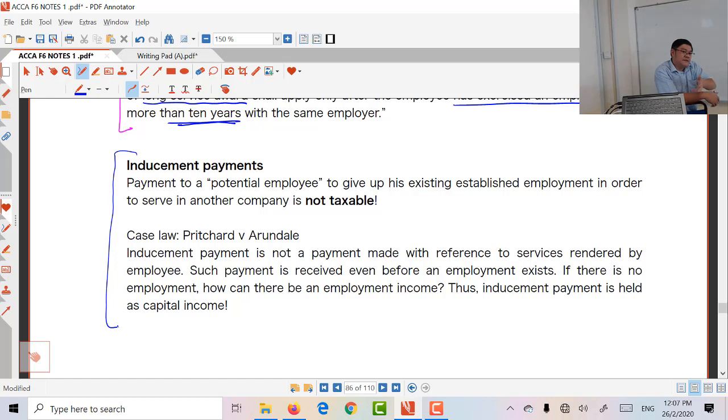People make an offer for you to cross over. So imagine you're a worker with Hong Leong Bank, and now Public Bank is interested to bring you over and says, come, I'm going to first give you 500,000. If you just agree to say yes, you're going to get it. That 500,000 is what we call an inducement payment. So the question is, do I have to pay tax on this amount? The answer is no. An inducement payment is not taxable. So it's a good thing for you, that you get a huge amount and you don't have to worry about paying taxes.